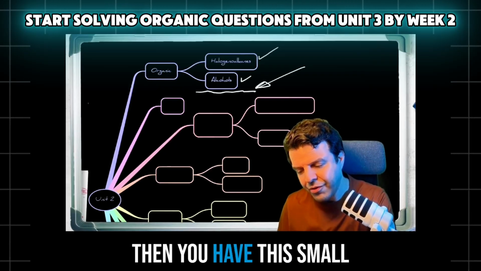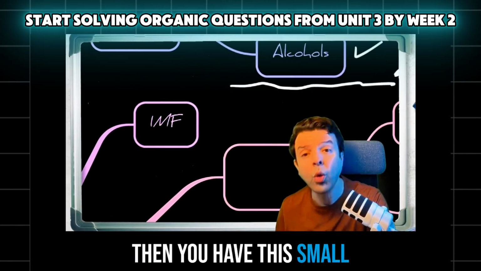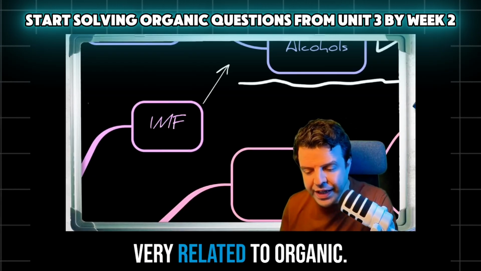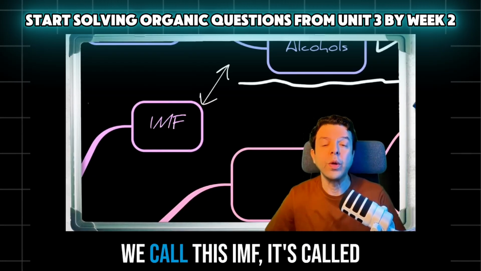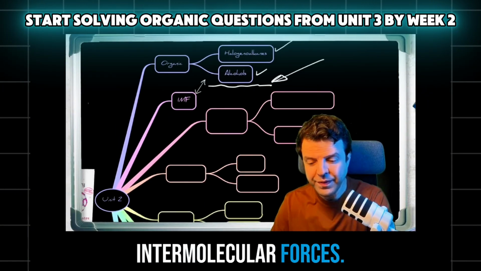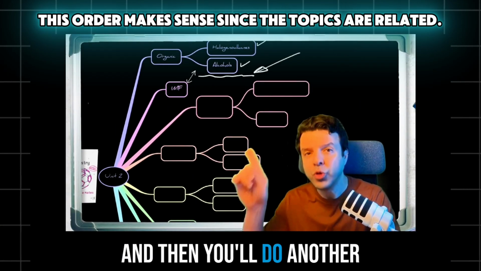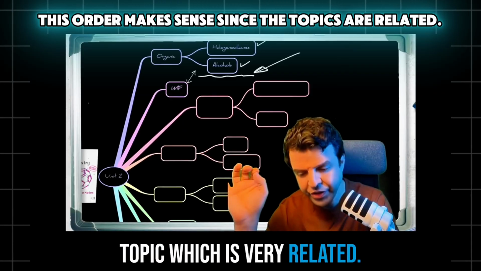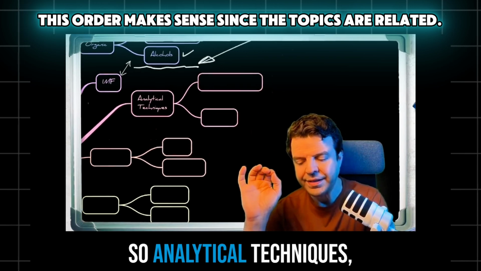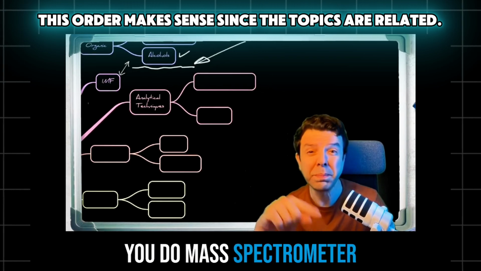Then you have this small topic, but again, it's very related to organic. We call this IMF. It's called Intermolecular Forces. And then you'll do another topic which is very related. We call this analytical techniques. So analytical techniques, you do mass spectrometer.